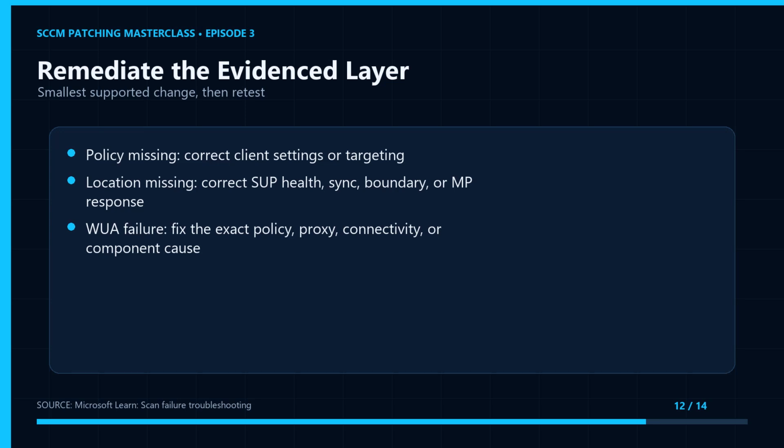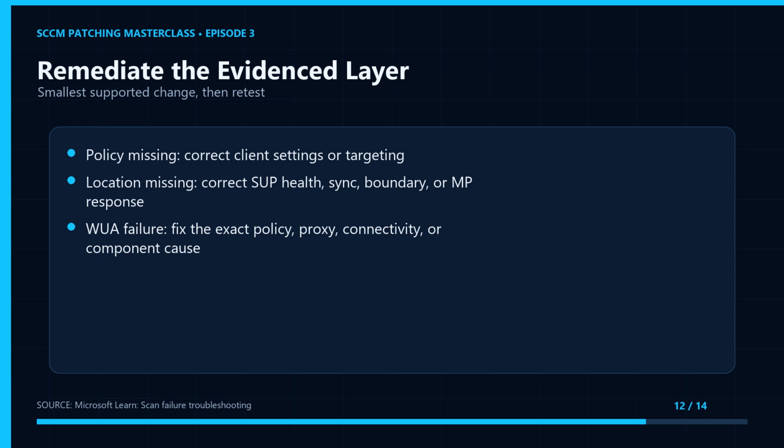Remediation must match the failed layer. For missing policy, correct the effective client setting or assignment and retrieve machine policy. For a missing location, verify the subrole, WCM, WSUS control, WSyncMgr, management point response, content version, and boundary group association.